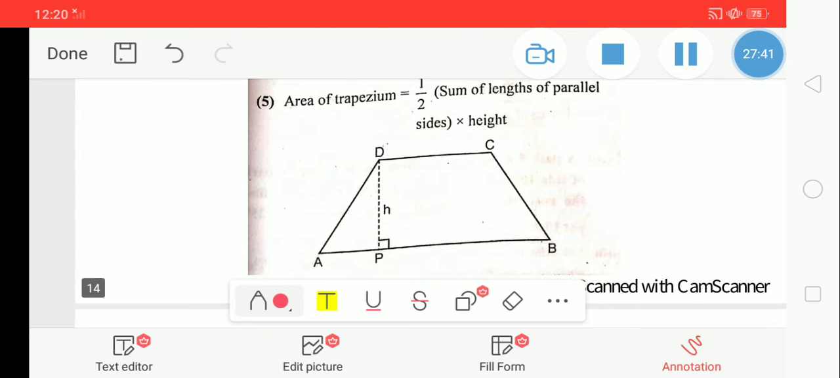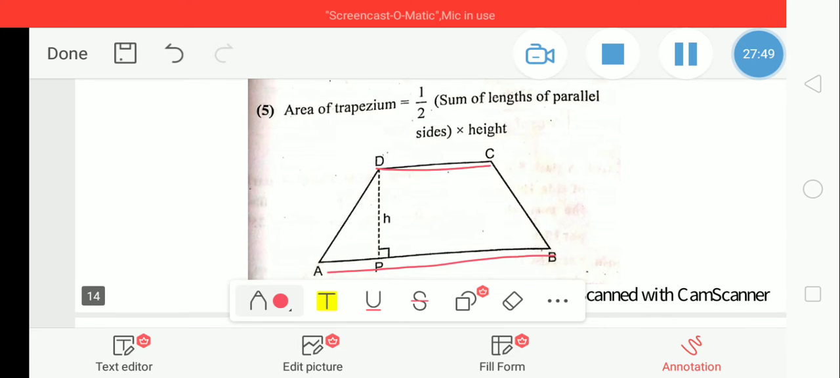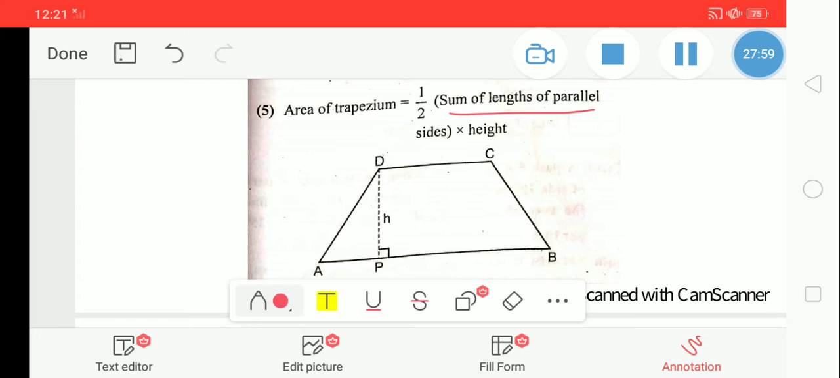Area of a trapezium. A trapezium is a shape where two sides are parallel to each other and the other two sides are not parallel. The area is half of the sum of the lengths of the parallel sides, multiplied by the height. So this is used for the area of a trapezium.